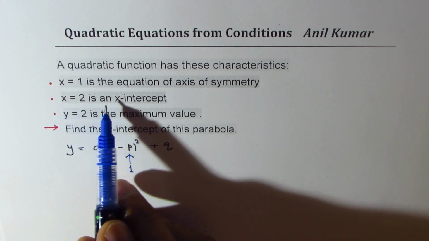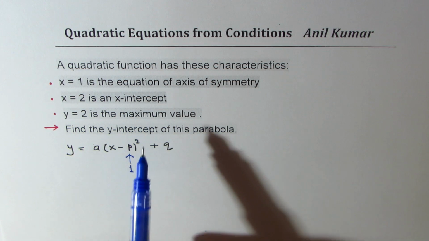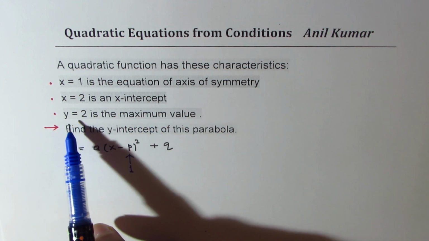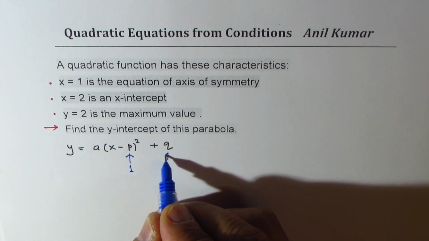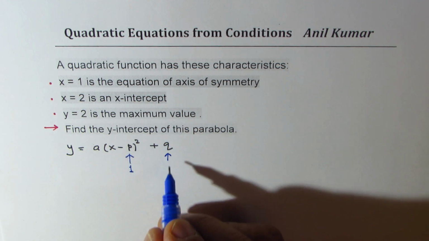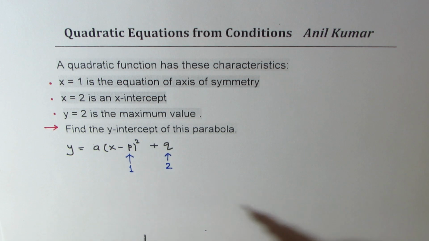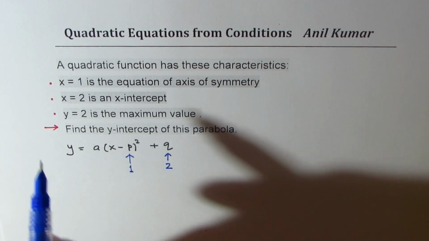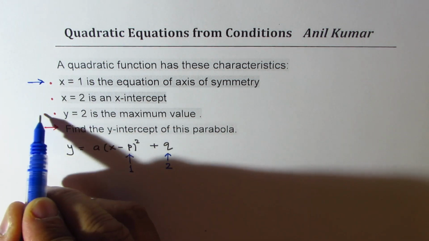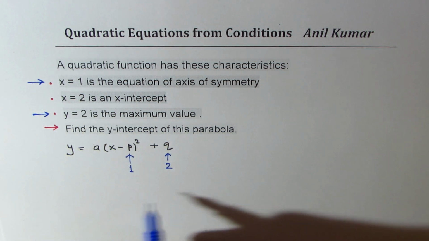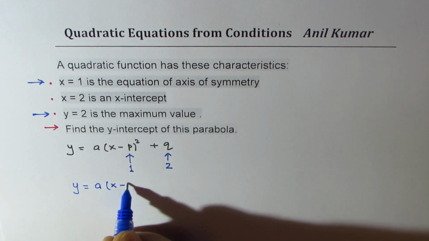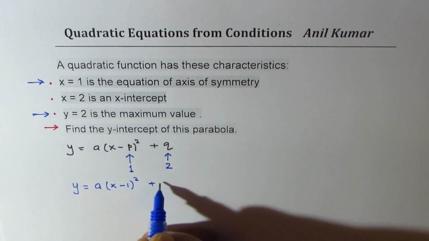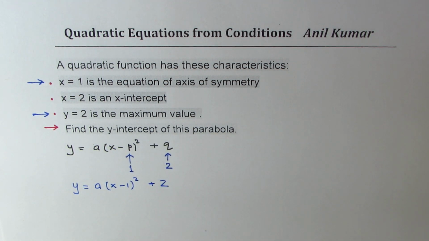X equals 2 is an x-intercept. We'll see how to use it. But y equals 2 is the maximum value. So in the vertex form, this gives you the maximum value, which is 2 in our case. So using these two conditions, we can rewrite our equation as y equals a times x minus 1 whole square plus 2. Does that make sense?